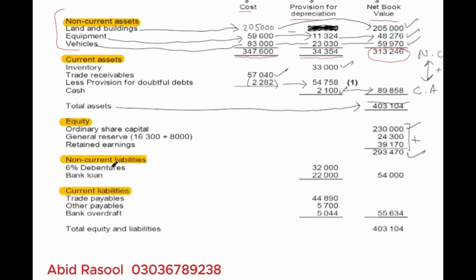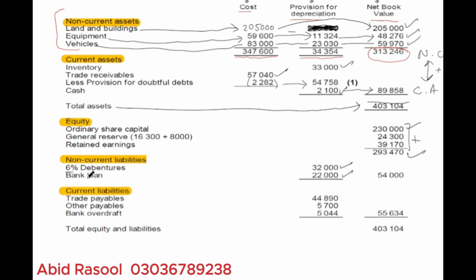First, non-current liabilities. In non-current liabilities, we have two items: debentures and bank loans. Don't get confused over here by the 6% debentures. Don't worry about this 6%. This is the rate of interest on debentures, that debenture holders will get annual interest of 6% on the debentures they hold. In the statement of financial position, you don't have to do anything with this 6%.